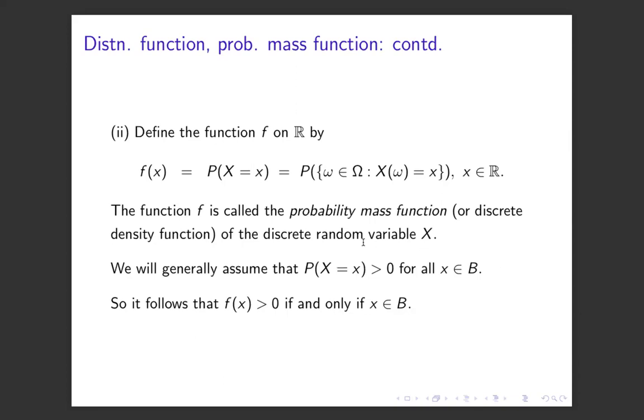This function is called the probability mass function. Some books also call it the discrete density function of the discrete random variable capital X. Now it is clear that if this point little x is not an element of the range B, then this little f of x is equal to 0.